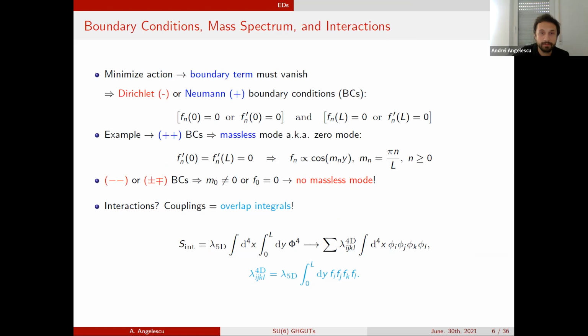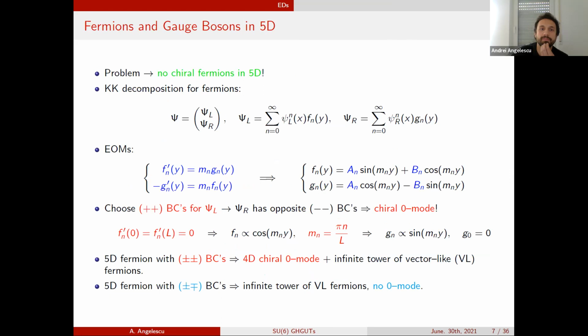For fermions in 5D, things get a bit more complicated because in 5D you have no chiral fermions. That would be catastrophic, because we observe chiral fermions. However, this can be bypassed through boundary conditions, or let's say through the fact that we work on this interval. If you do the Kaluza-Klein decomposition for a fermion, for the left-handed and right-handed components, you see that the profiles of the two components have coupled equations. So they are somehow correlated to each other.